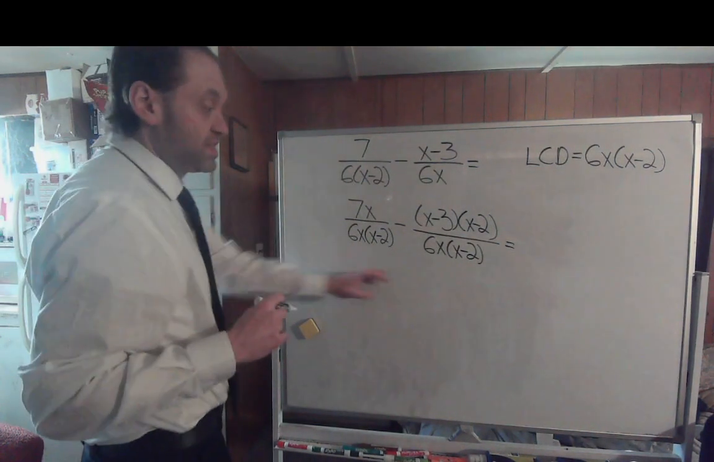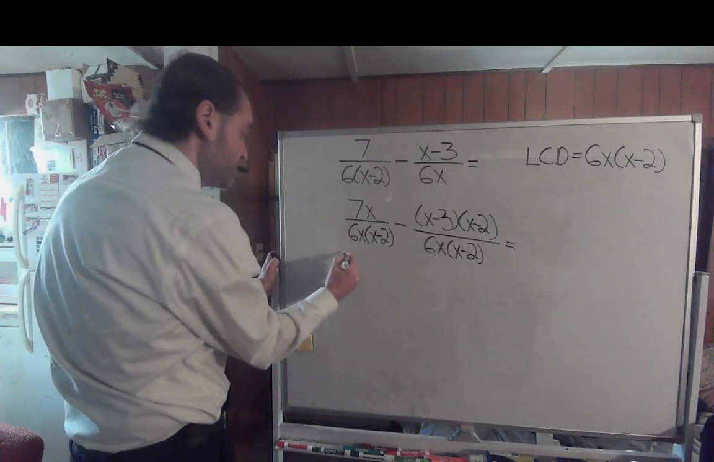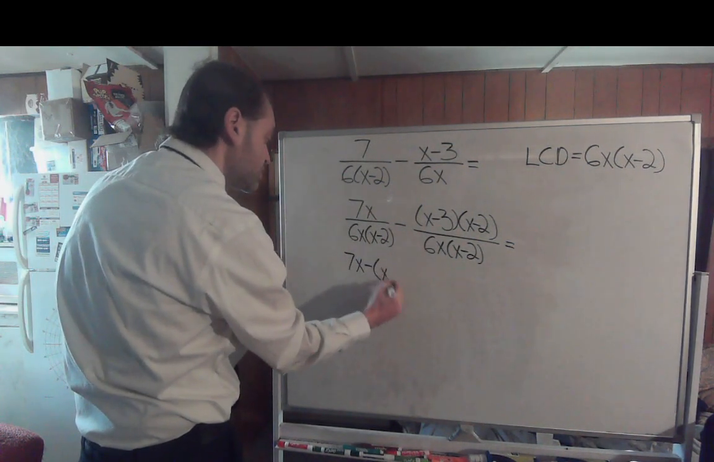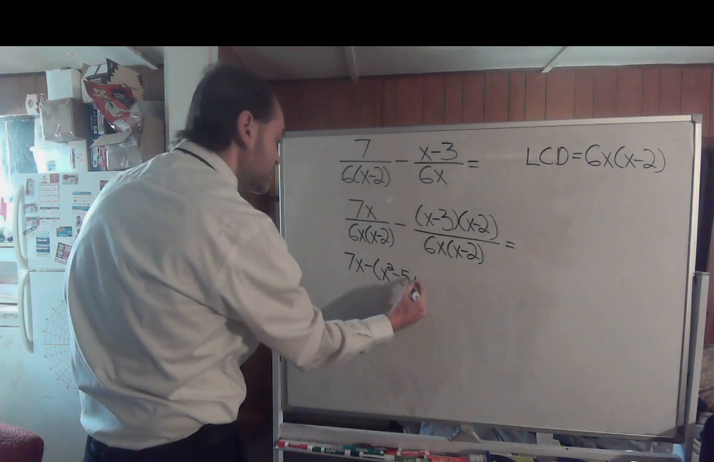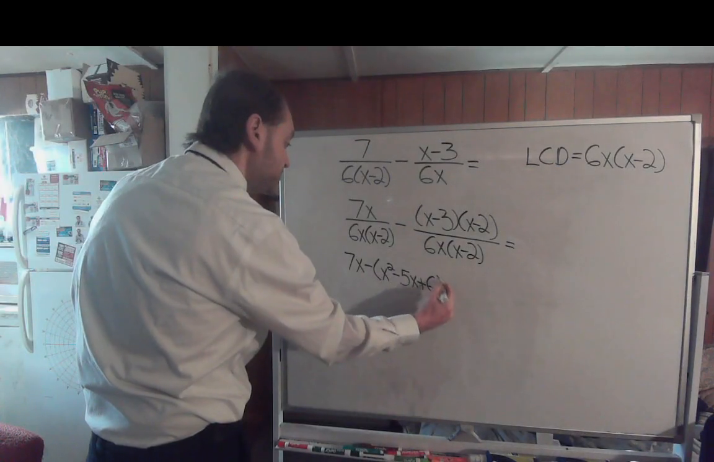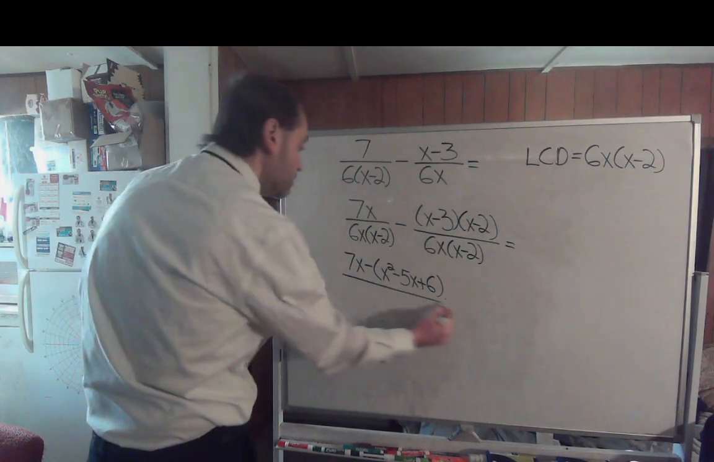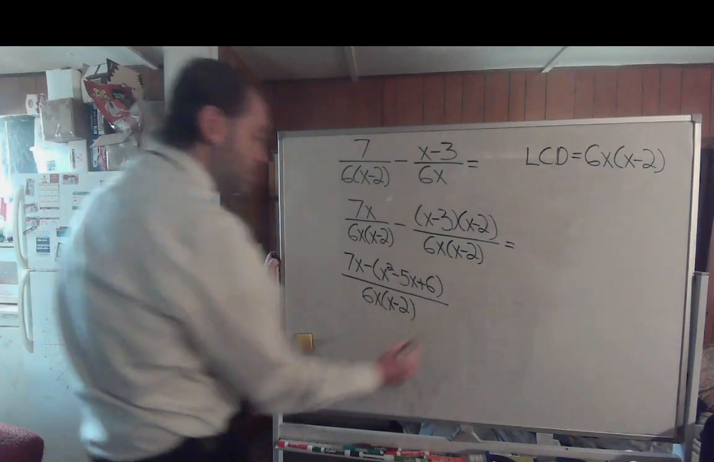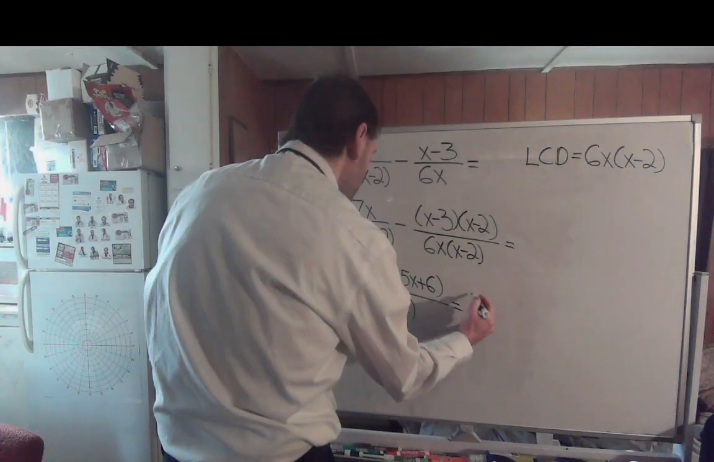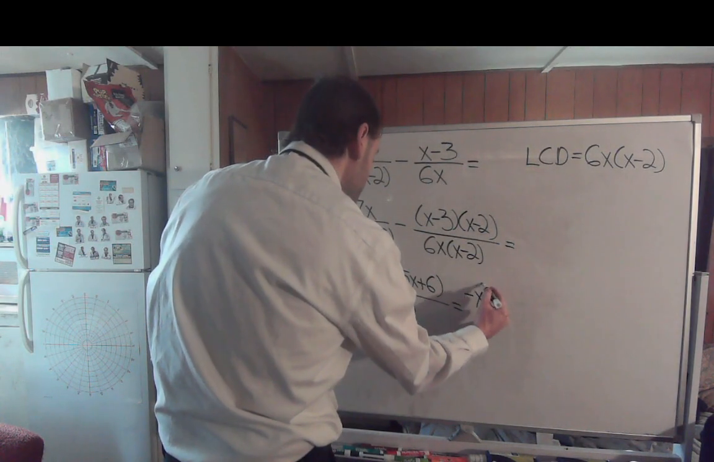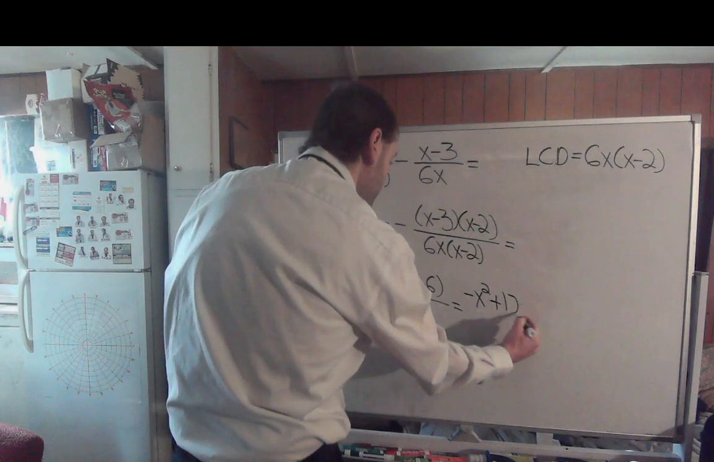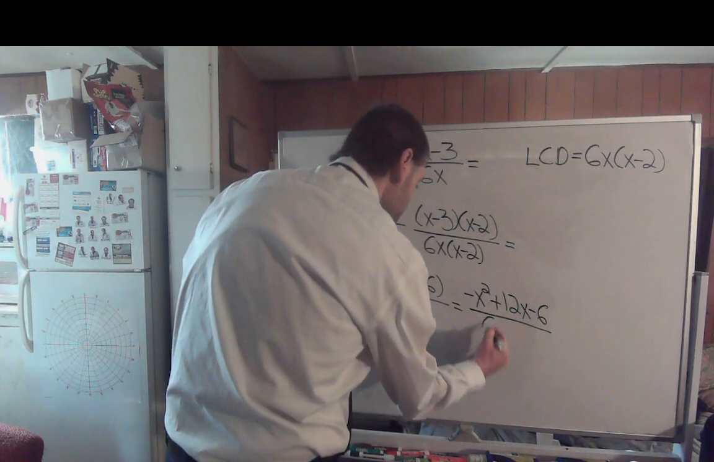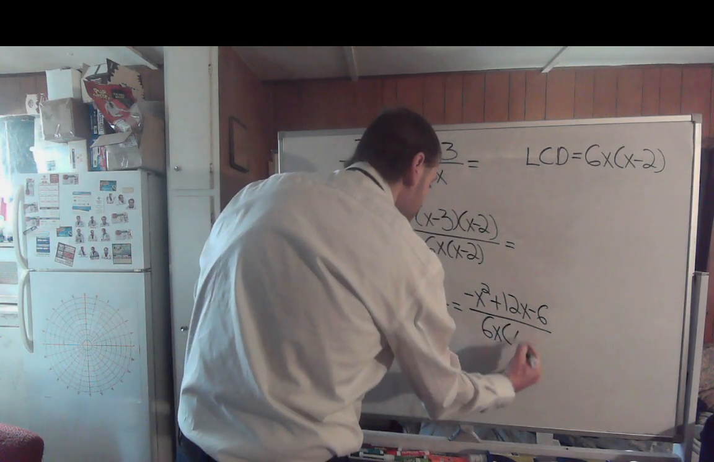Since they have the same denominator, let's go ahead and perform our operation. So this would turn into 7x minus, let's FOIL this, x squared minus 5x plus 6, all over 6x times x minus 2, which would simplify further into negative x squared plus 12x minus 6, all over 6x times x minus 2.